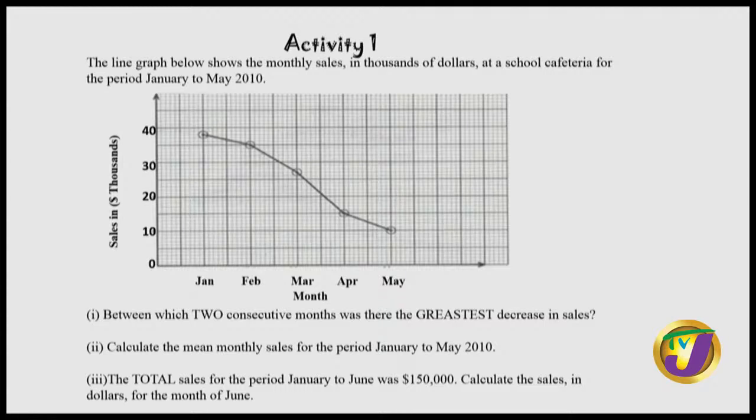Part 2 says, calculate the mean monthly sales for the period January to May 2010. And there we make mention of the word mean again. We talked about what it meant a little earlier. So in this case, we're going to need the value of sales per month.